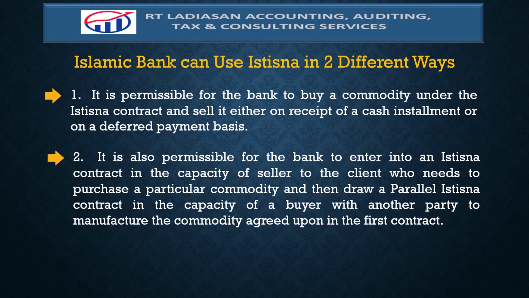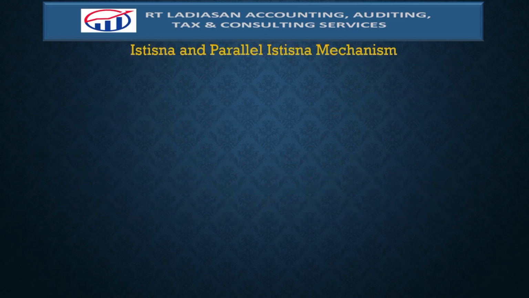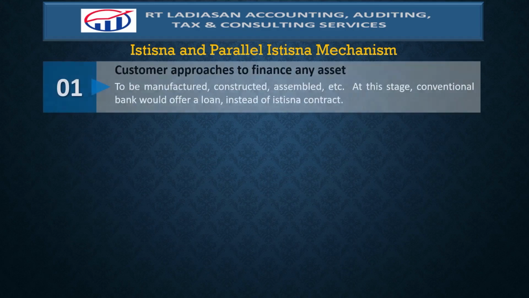seller to the client who needs to purchase a particular commodity, and then draw a parallel istisna contract in the capacity of a buyer with another party to manufacture the commodity agreed upon in the first contract. However, let us elaborate the second way, the istisna and the parallel istisna mechanism, which involves the following steps.